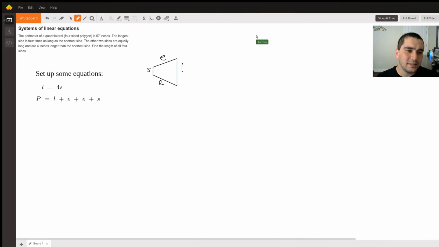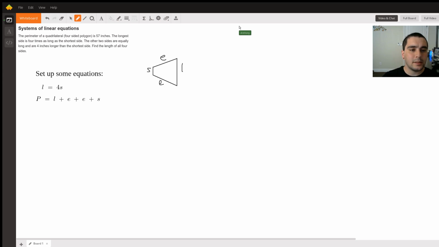So the question is this. The perimeter of a quadrilateral is 57 inches. The longest side is 4 times as long as the shortest side. And then the other two sides are equally long and are 4 inches longer than the shortest side. Okay, so we have some information here, right?